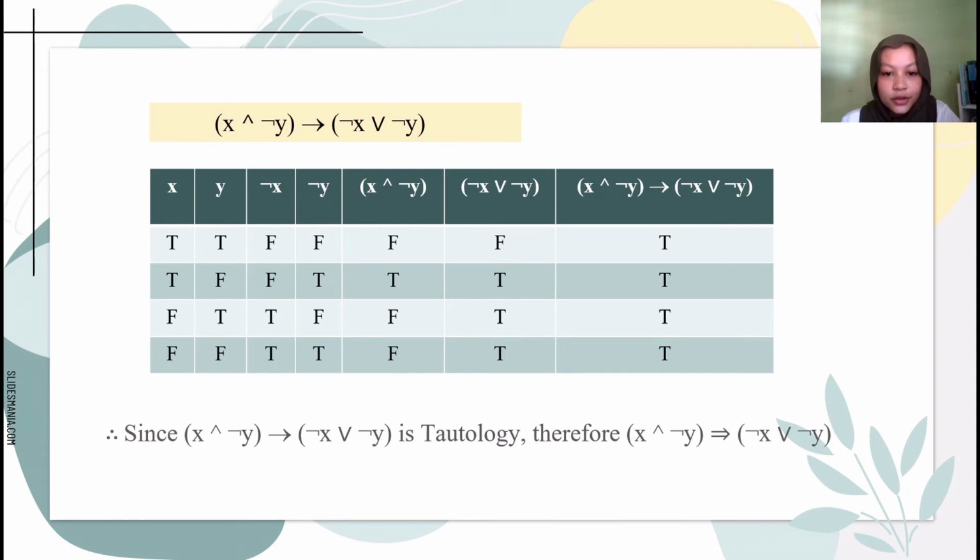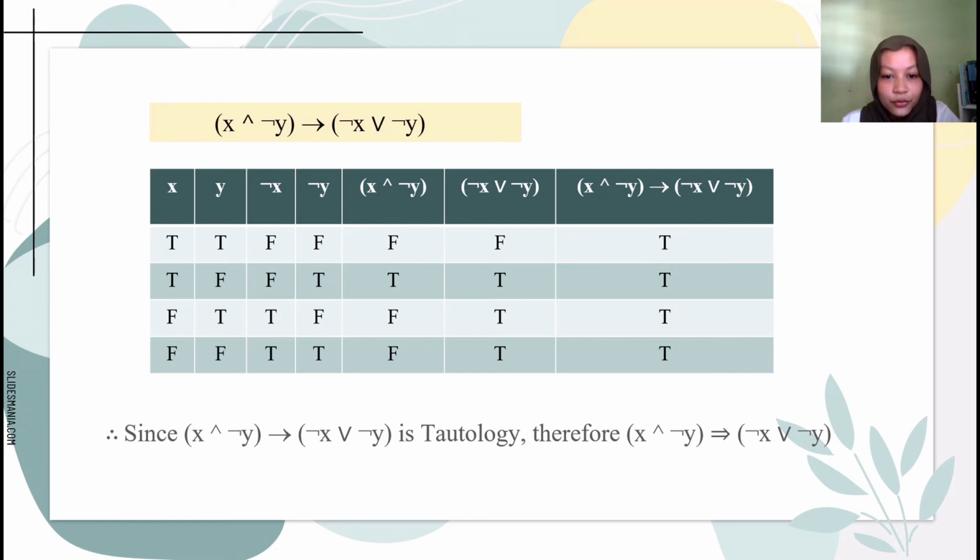So for the next column, X and not Y, as the statement is AND, when there is one false, it will be false. So true and false will be false, true and true will be true, false and false will be false, false and true will be false. So for the next column, not X or not Y, as the statement is OR, if there is one true, then the statement is true.